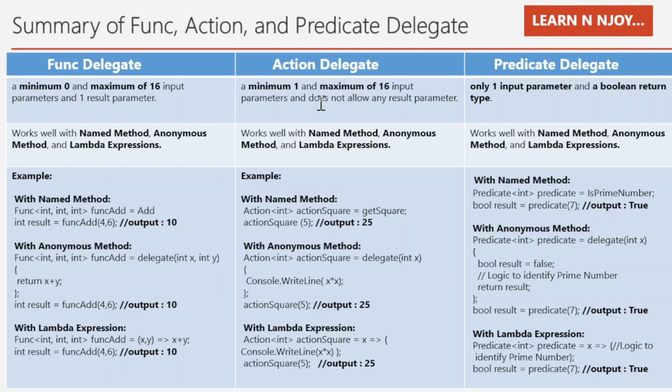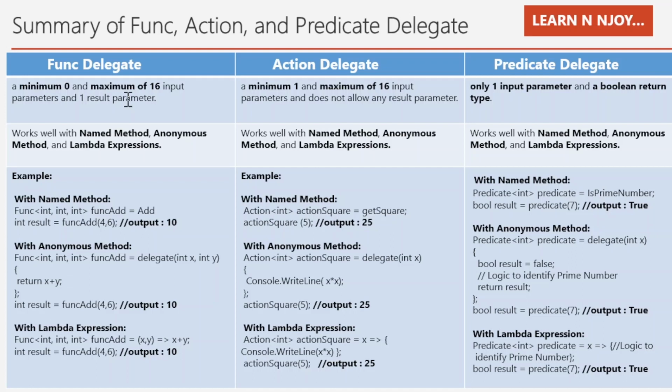So let's suppose we have a method that accepts a couple of input parameters and does not return anything. I mean, its return type is void. In that case, we can go for the Action delegate. And a Func delegate accepts input and has one output return type, right? So in that situation, we can go for the Func delegate.